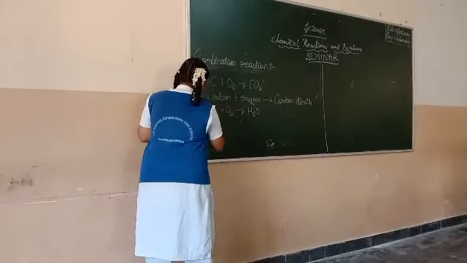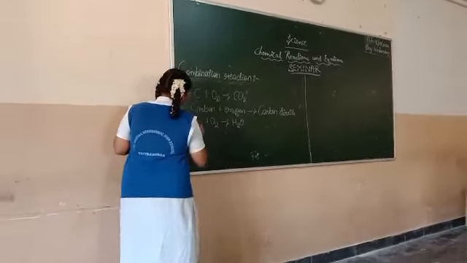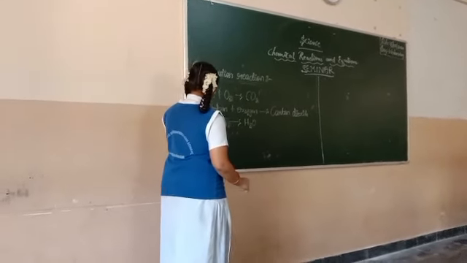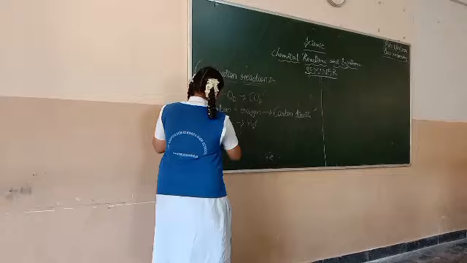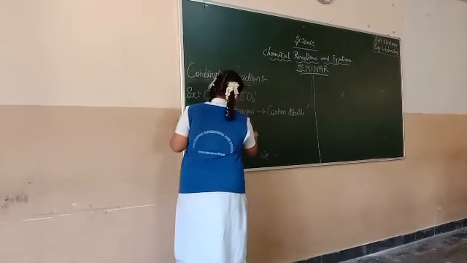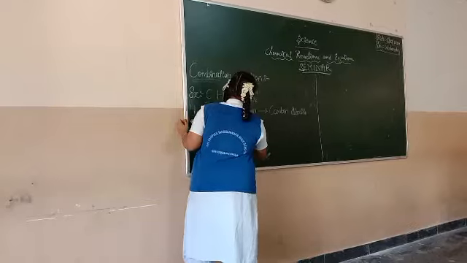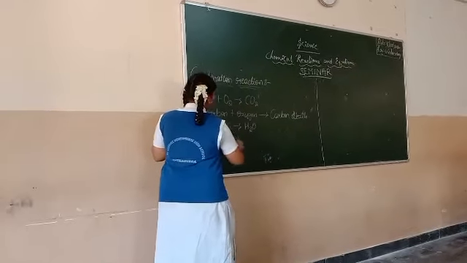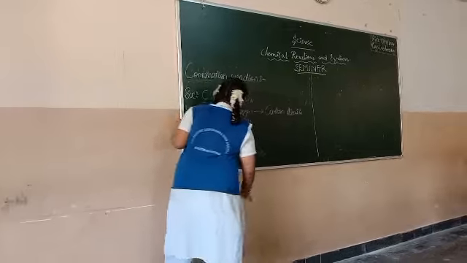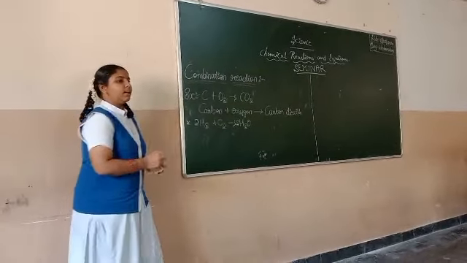Every time we write the equations, we check the atoms on both sides. Here we have 4 hydrogen and 2 oxygen, and here we have only 2 hydrogen and a single oxygen. So we should balance this equation. I am putting 2 beside the H2O. It will be balanced now.